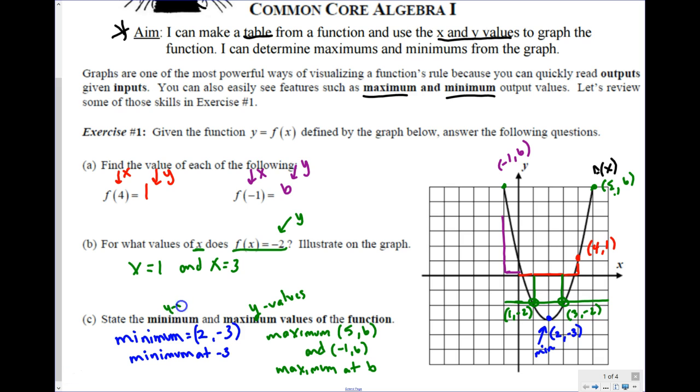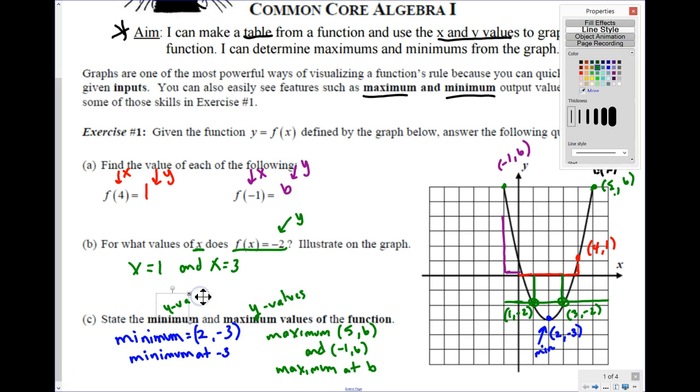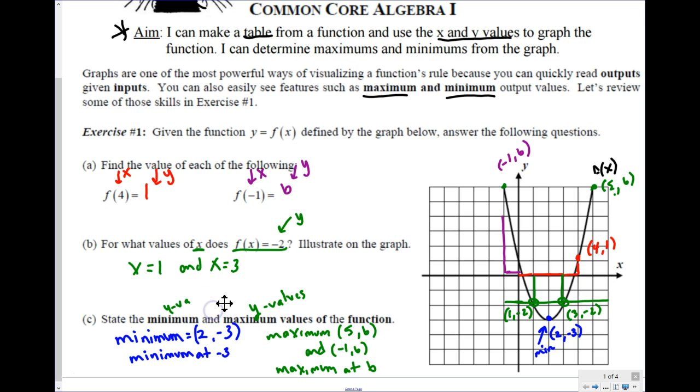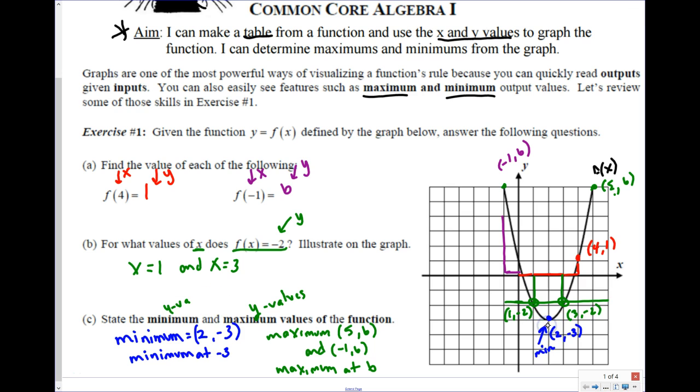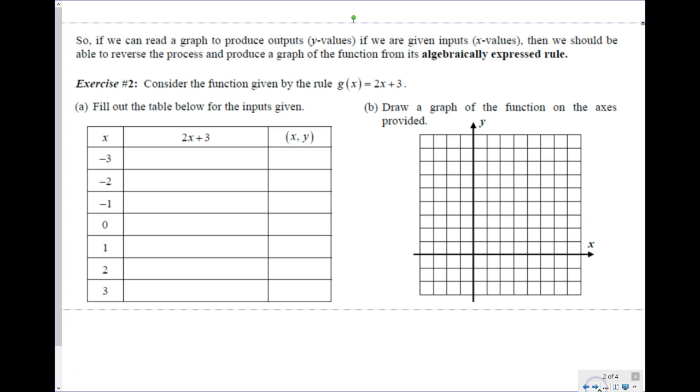Okay. So the max and min are really y values. Okay? Again, if you ever have questions or want clarification, that's what class time is for, or you can email. Okay? Let's take a look at another example of graphing, exercise 2.